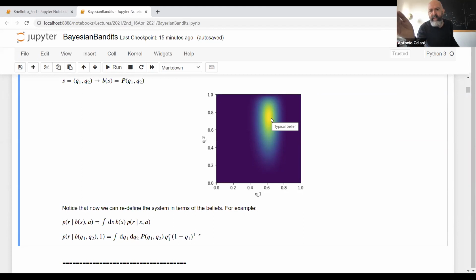It's also provable that purely exploratory strategies, so strategies that look only at information rather than at rewards, are suboptimal as well. So what is optimal, and what Emanuele will compute, is the sweet spot between exploration and exploitation. Thank you, Emanuele.